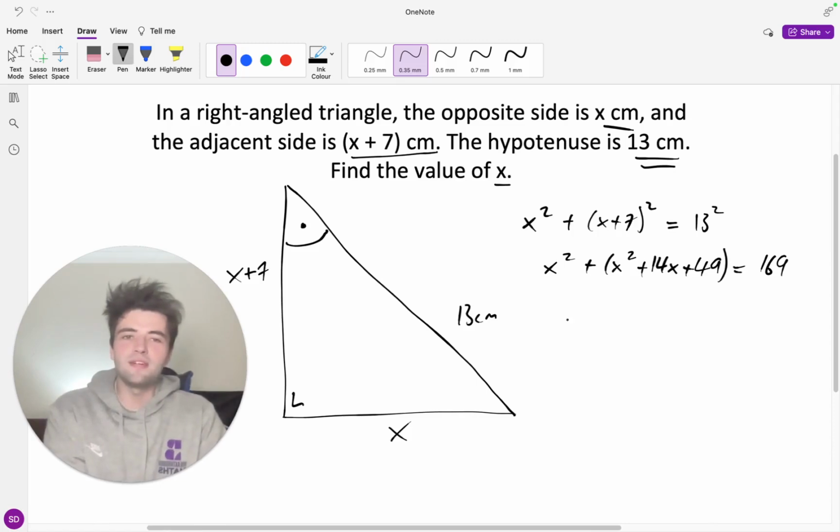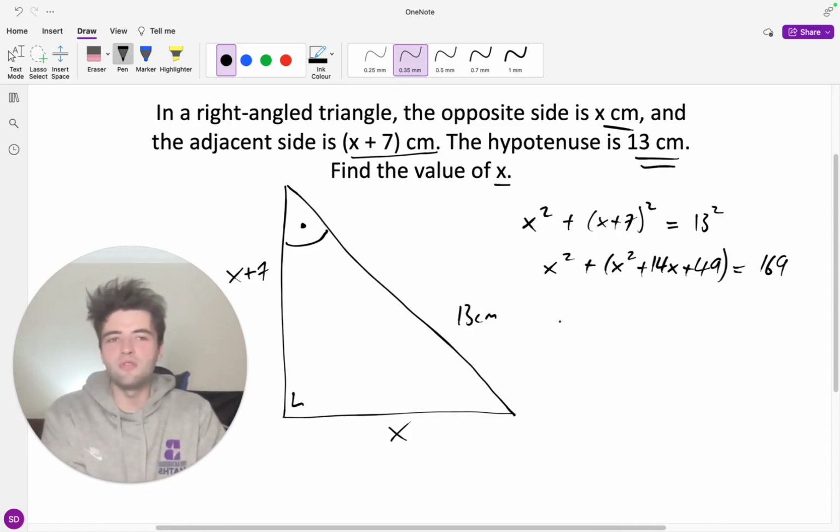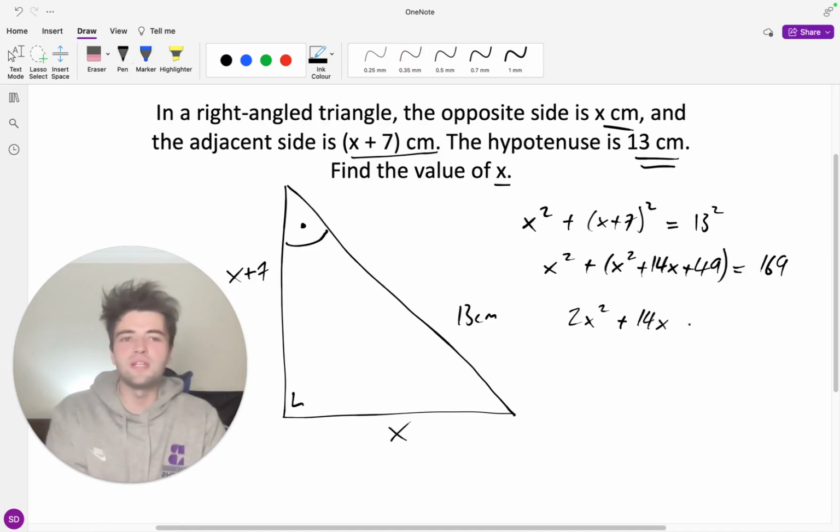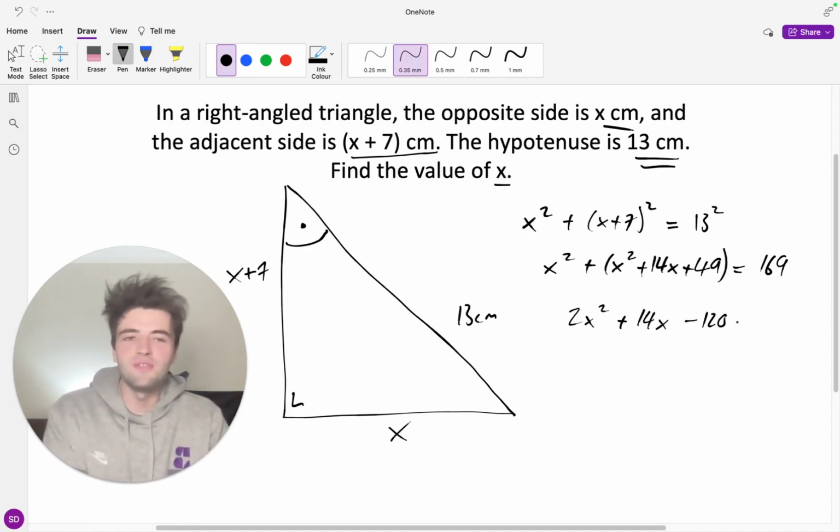And so now you can see it's starting to shape up a bit, and it is going to end up being a quadratic here in a second. But we're not going to worry about that yet. We're just going to start by grouping our terms. So we have x squared plus x squared, which is going to be 2x squared. And then we're going to have plus 14x. And then lastly, we're going to have 49 minus 169. So we're going to be bringing over that 169 from the right hand side. So 49 minus 169 is going to give us minus 120 on the left hand side, and that's going to be equal to 0.